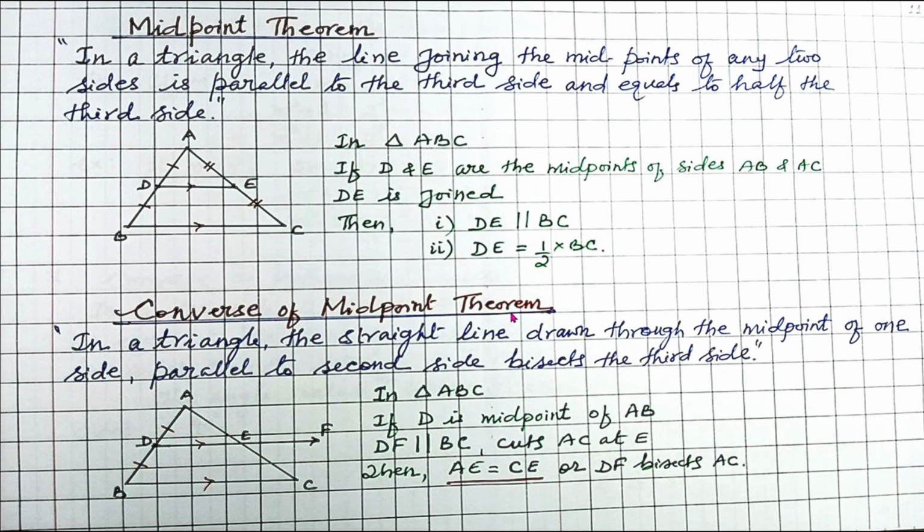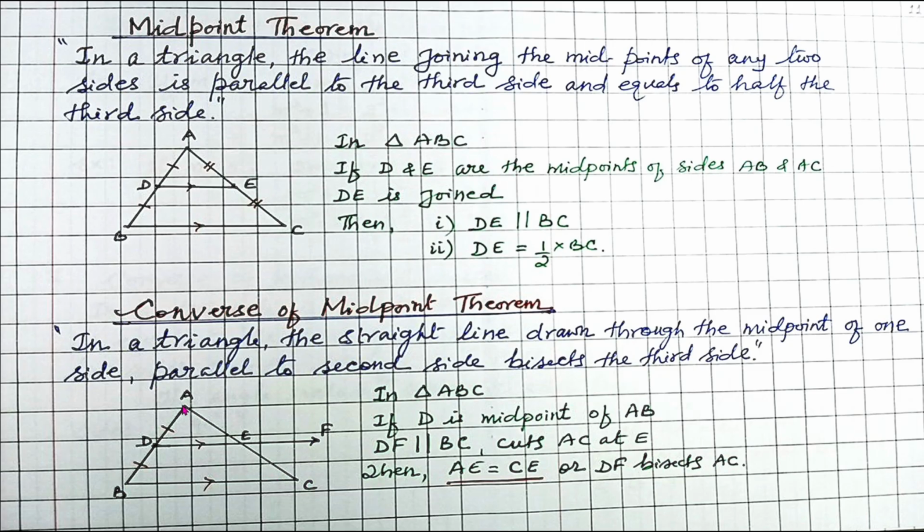Now the converse of midpoint theorem states that in a triangle, the straight line drawn through the midpoint of one side parallel to the second side bisects the third side. Now what is the meaning of this statement? In triangle ABC given to us, D is the midpoint of one side, that is AB, and DF is drawn parallel to the second side BC.